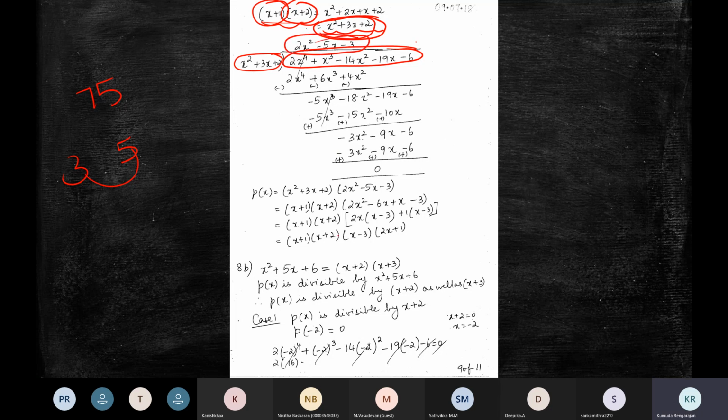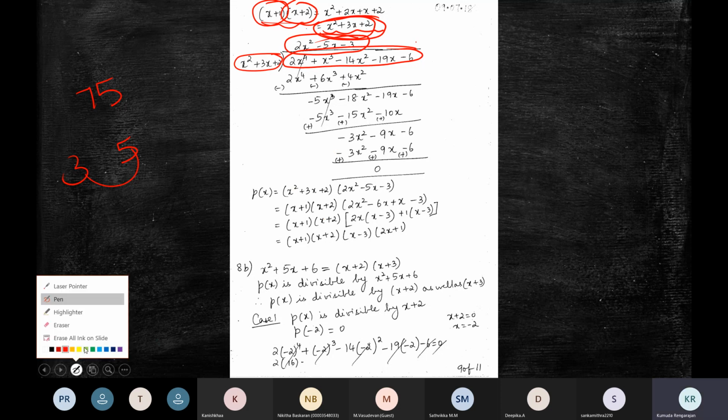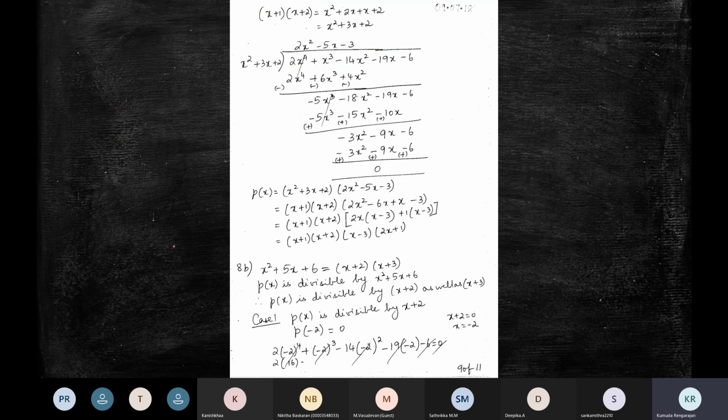The quadratic quotient has the remaining two factors. From this, we already got two. The factors of this expression are x plus 1 and x plus 2. X plus 1 into x plus 2 is this one. Here we have two factors. So the remaining two factors are here.